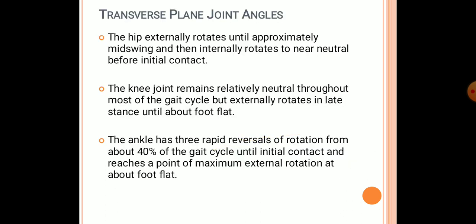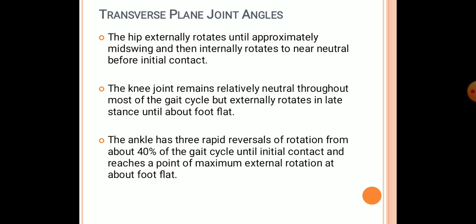And next is the transverse plane. What are the rotatory forces which are actually happening during this gait cycle? The hip externally rotates until approximately mid swing, and then internally rotates to near neutral before initial contact. So the rotatory movements which are happening in the hip joint are the external rotations, which mainly occur during the mid swing phase, and it internally rotates as it approaches initial contact.